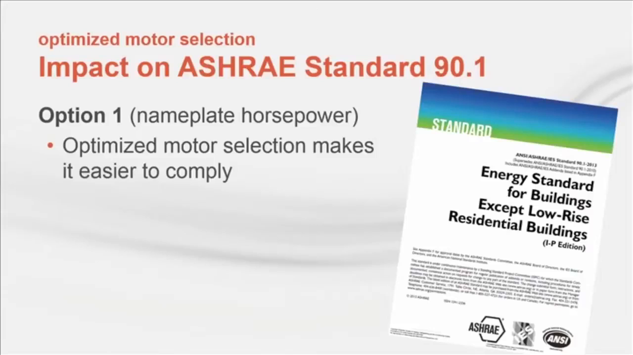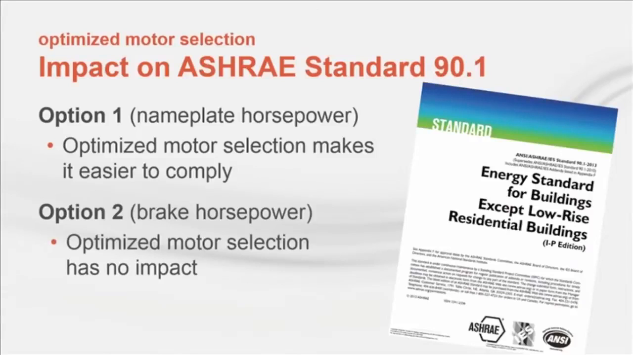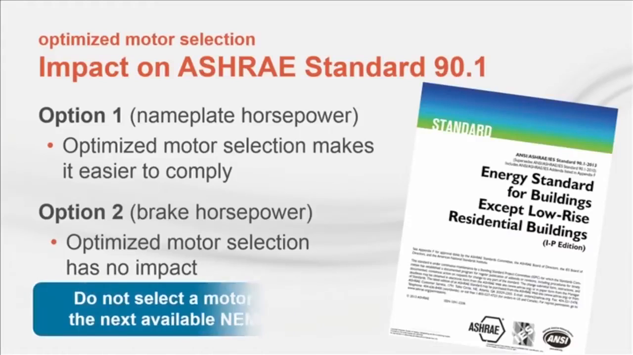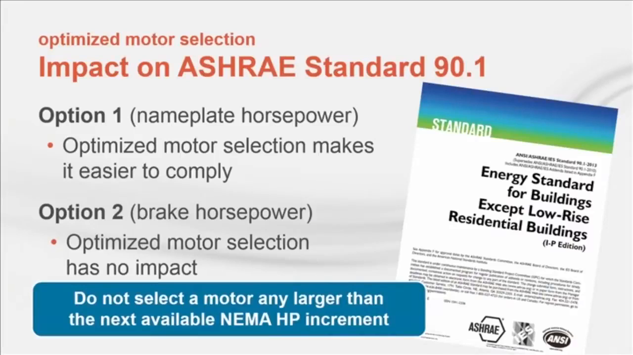If you use option 2, which is based on brake horsepower, the method used to select the motor has no impact. This option only considers the shaft input power downstream of the motor. To meet the intent of the standard, be sure to select no more than the next NEMA horsepower increment above the brake horsepower. For example, if the brake horsepower is 5.85, no more than a 7.5 horsepower motor should be used. Any increment including and between 5.85 and 7.5 horsepower can be used, just don't exceed 7.5 horsepower.